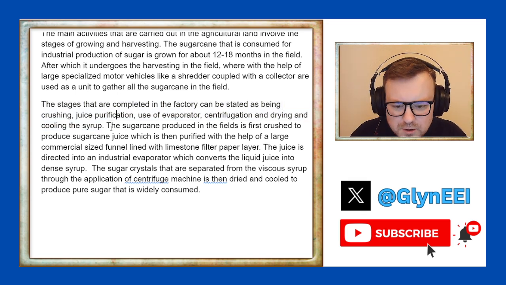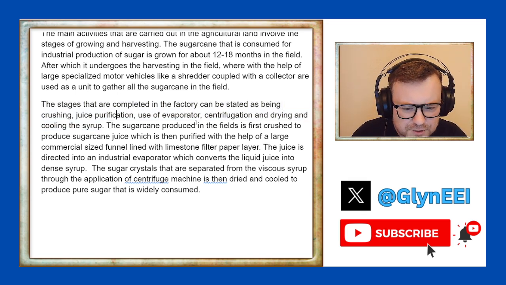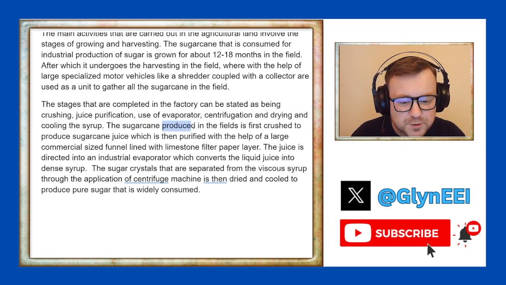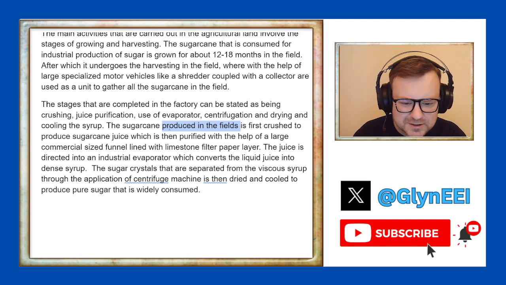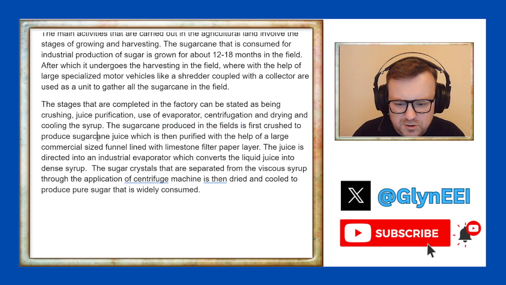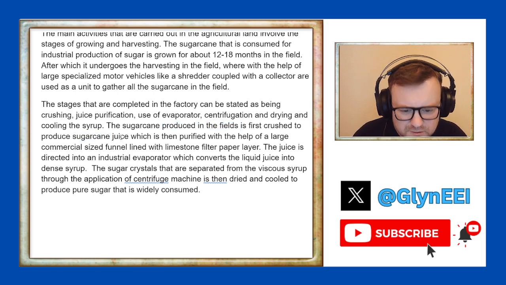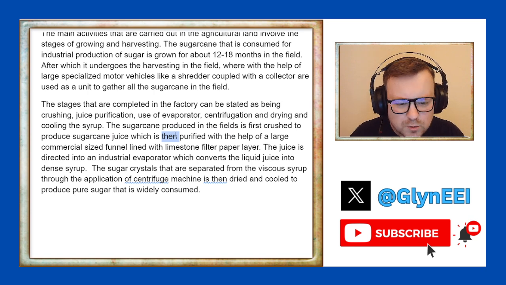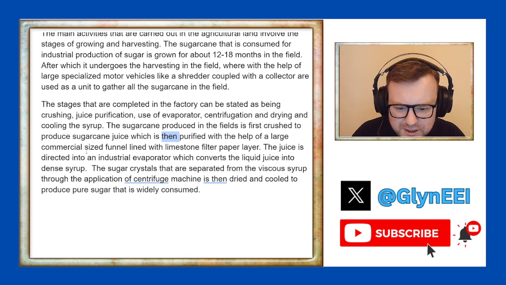Okay. So the sugarcane produced in the fields, again, we know that it's produced in the fields. We've already spoken about that. So again, you can take out this clause. The sugarcane is crushed to produce juice, and just juice is fine, which is then purified. So good use of "then", sequencing language, with the help of a large commercial sized funnel.